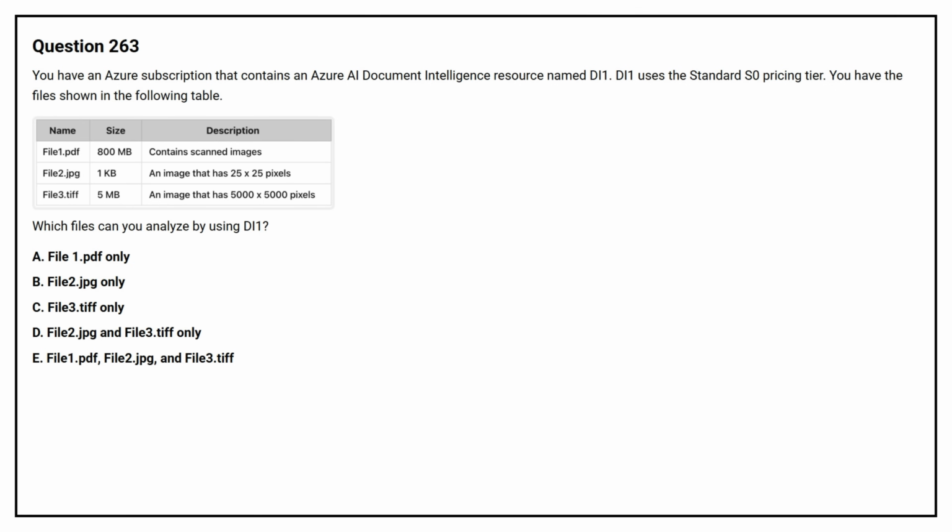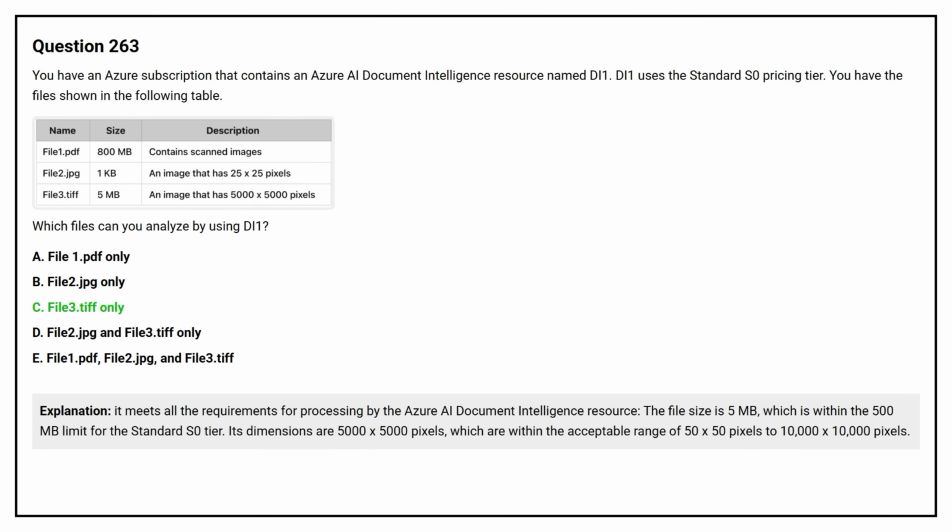Option A, option B, option C, option D, option E. The correct answer is option C. It meets all the requirements for processing by the Azure AI Document Intelligence resource. The file size is 5 MB, which is within the 500 MB limit for the standard S0 tier. Its dimensions are 5000 by 5000 pixels, which are within the acceptable range of 50 by 50 pixels to 10,000 by 10,000 pixels.